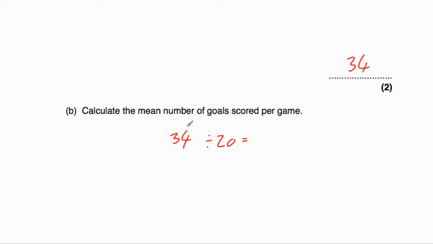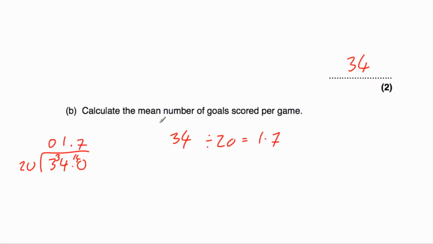So we need to do 34 divided by 20. Now this is a non-calculator question, so we could divide by 10, which is 3.4, and then half that to get 1.7. So we can divide by 10 and then divide by 2, or we could divide by 2, which is 17, and then divide by 10, which is 1.7. So that's one approach. Alternatively, we could use the bus shelter method, so we could do 34 divided by 20, and let's put a decimal point and a 0 because we know that it's not going to go in exactly. So 20 into 3, that's 0, remainder 3. How many 20s are in 34? That's 1, remainder 14. And how many 20s are in 140? That would be 7. So the answer would be 1.7.